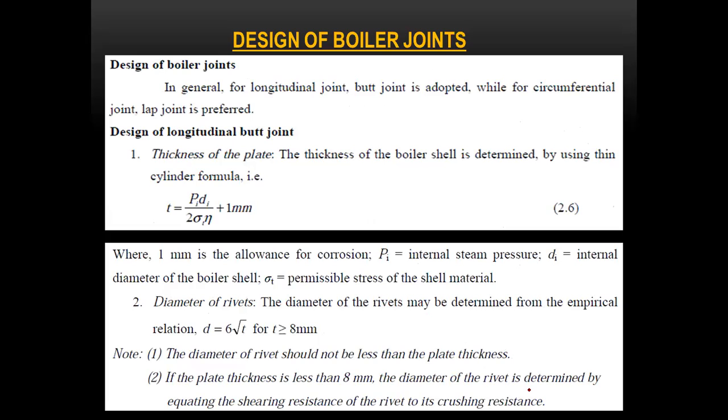Next one, design of boiler joints. In general, for a longitudinal joint a butt joint is adopted, and for a circumferential joint a lap joint is adopted. Longitudinal joint means longitudinally we are using a butt joint like this. We place the plate here. When it is circumferential, it is round, a big round one. In such cases they are using a lap joint. Lap joint means overlap, we design it like this, and it goes on like this.